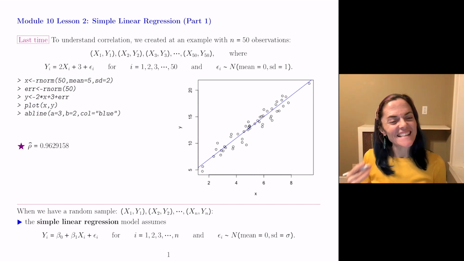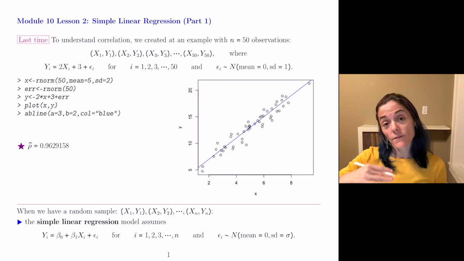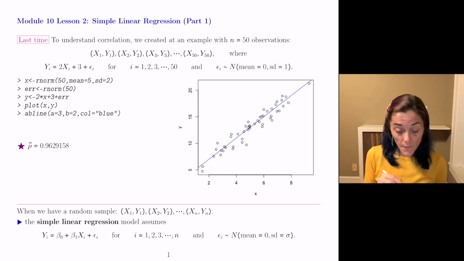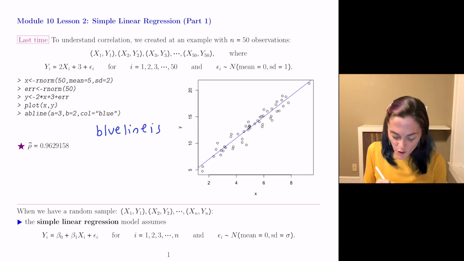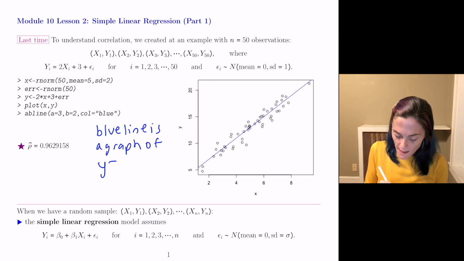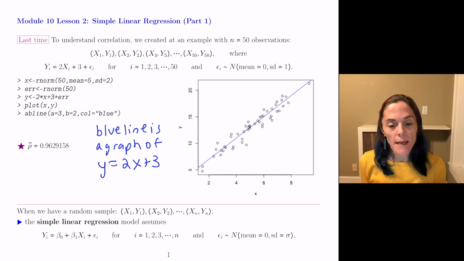What I've added is this blue line, which looks like it fits the data pretty well. In fact, it should, based on how I created y out of vector x. So maybe I should write the blue line is a graph of y equals 2x plus 3. Slope 2 and intercept 3. Now let's move into simple linear regression.